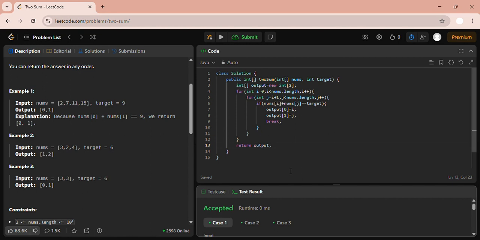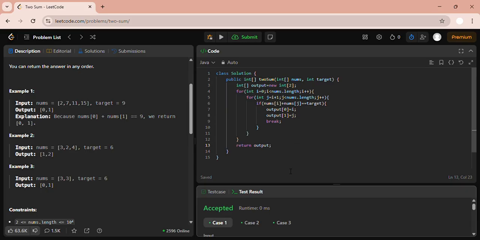So now let us look at the code explanation step by step. First we create an output array of size 2 to store the final indices. Then we use two nested loops. The outer loop uses index i and goes from the start of the array until the end. The inner loop uses index j and starts from i plus 1 to avoid repeating the same pair.